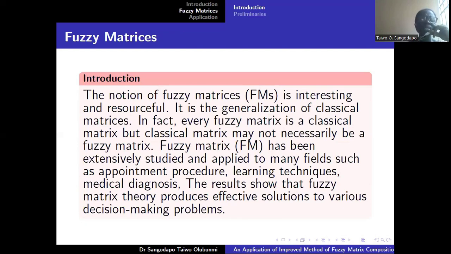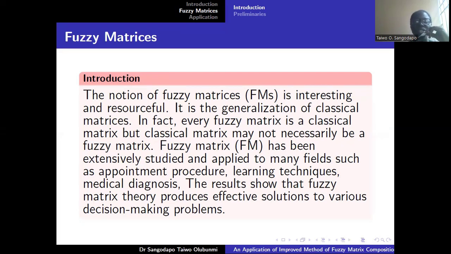Now that's all about fuzzy set. Also, we move on to fuzzy matrices. Why do we have to study fuzzy matrices? Fuzzy matrices, though interesting and resourceful, are an extension or generalization of classical matrices that we have, because we are dealing with situations in life that are not precise. So we have to factor in those factors that will make us get a better and beautiful result.